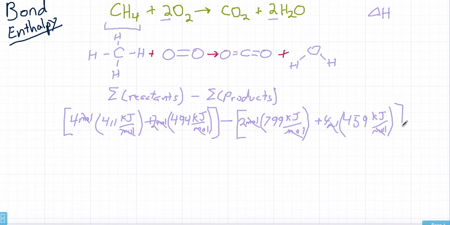Close our bracket over here. The reason I put these brackets here is if you type this into your calculator, 4 times 411 plus 2 times 494 minus 2 times 799, it's not going to add all of these together and then subtract it from what these are. It's going to give you an incorrect answer. So either put it into your calculator with the correct brackets or figure out what the entire sum of this is and subtract that from this entire sum of this.